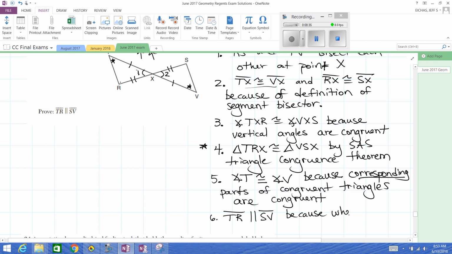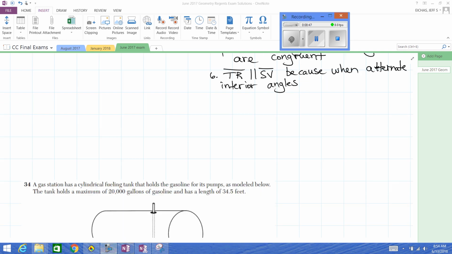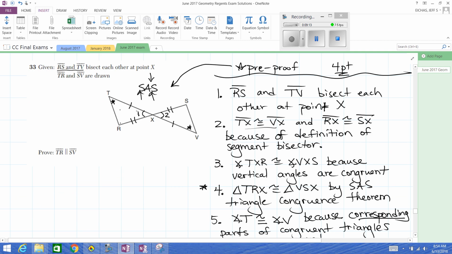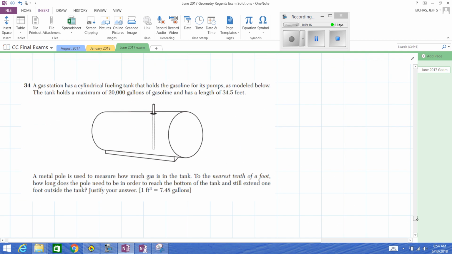because when alternate interior angles are congruent, lines cut by a transversal are parallel. You might be able to get away with "by alternate interior angles theorem," but it depends on if the teacher accepts that or not. So there it is, 4 points.